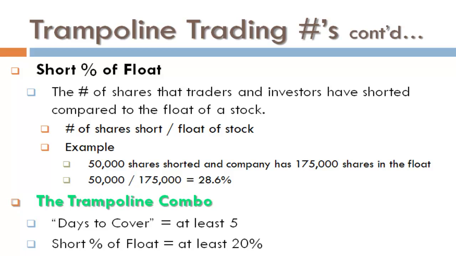And the trampoline combo is taking these two terms, the days to cover and the short percentage of float. And our baseline metric, our kind of foundational metric, is we want to see at least 5 days to cover and at least 20% of the float shorted. Now, does it need to be like this every time? I'm not going to say that, because everybody has their own personal preferences, and if you want to tweak things a little bit, that can be either direction. You can either raise this number or lower it, same with that.